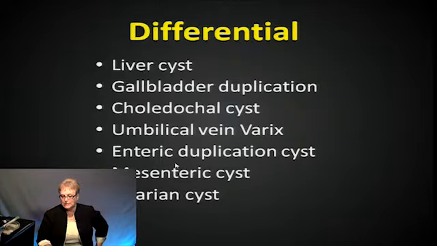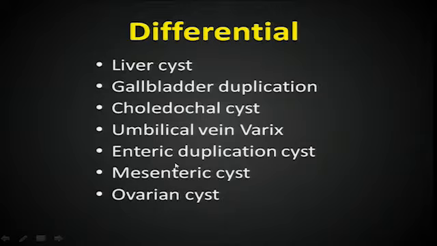Differential: liver cyst, gallbladder duplication, choledochal cyst, umbilical vein varix, enteric duplication cyst, mesenteric cyst, or ovarian cyst. Gender is very important because if you have an ovarian cyst, and a lot of these don't present until after 25, 26 weeks, those cysts get so big that they actually auto-amputate and can float around in the abdomen, so they can be anywhere in the abdomen. But I'll tell you this is a male fetus. If it's a male fetus, then what would you think?